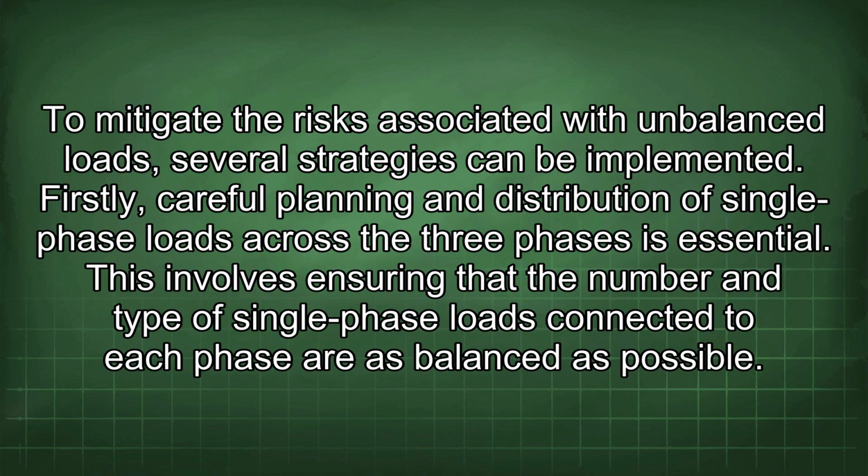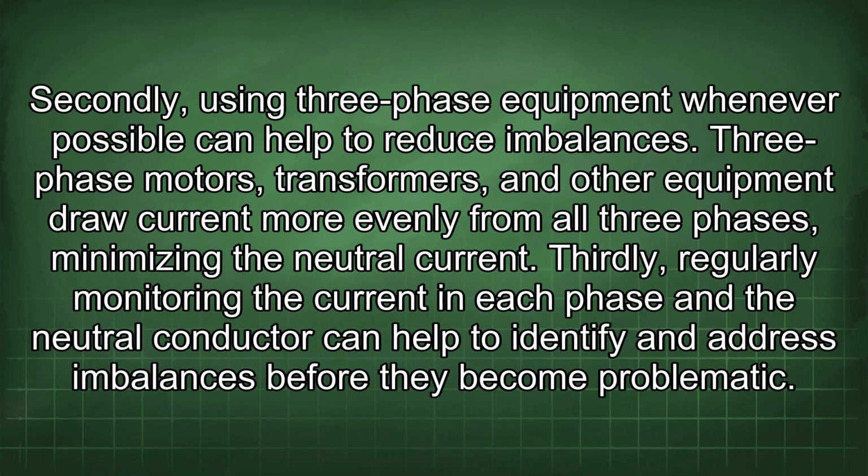To mitigate the risks associated with unbalanced loads, several strategies can be implemented. Firstly, careful planning and distribution of single-phase loads across the three phases is essential. This involves ensuring that the number and type of single-phase loads connected to each phase are as balanced as possible. Secondly, using three-phase equipment whenever possible can help to reduce imbalances. Three-phase motors, transformers, and other equipment draw current more evenly from all three phases, minimizing the neutral current.